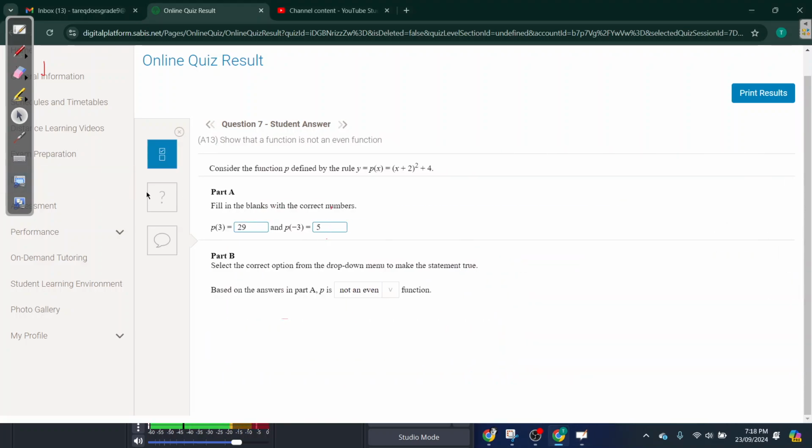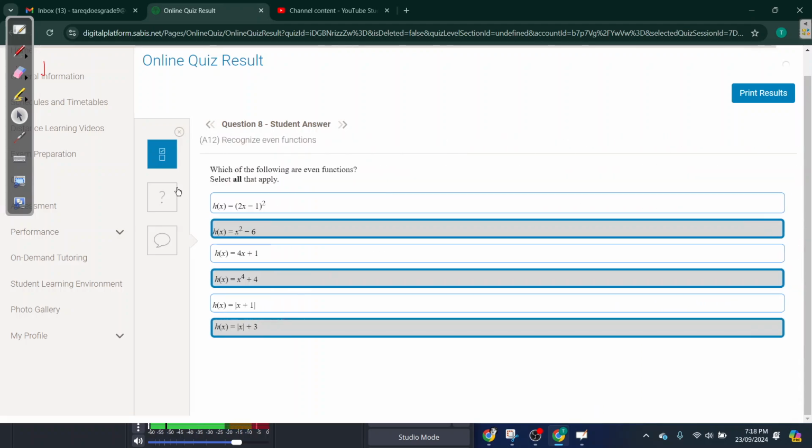Question 7. Consider the function p defined by the rule y equals p of x equals x squared to the power of 4 plus 2. You got p of 3 and p of negative 3 here. Now, p of 3 and p of negative 3 are not equal, so it's not an even function. Remember, an even function, I explained it, f of x equals f of negative x. They're not going to ask you to test for odd, so just put down not an even function.